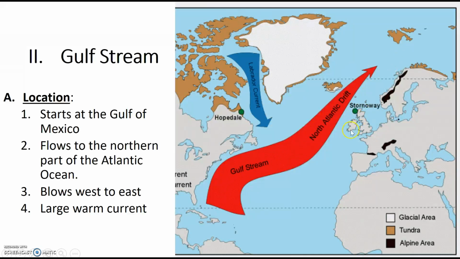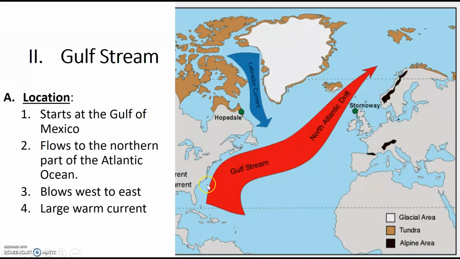It's going to help western Europe stay moderately warm in comparison to some of the other areas because of this stream. So a lot of these countries, like London, for instance, will sometimes have a lot of moisture, like it rains a lot there, but it gets it from here.